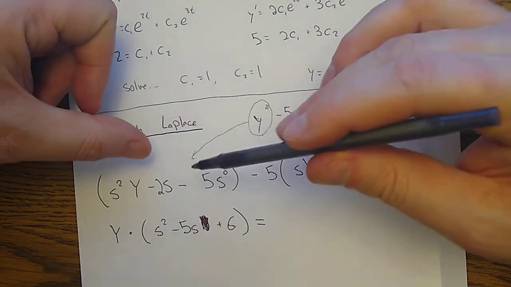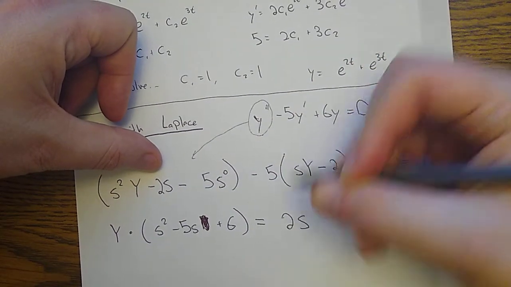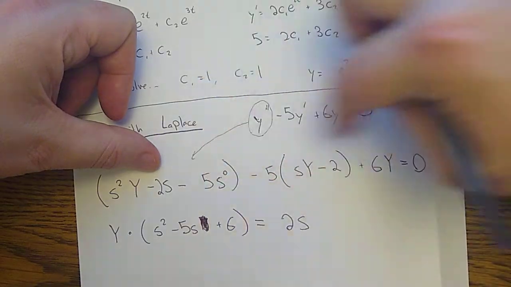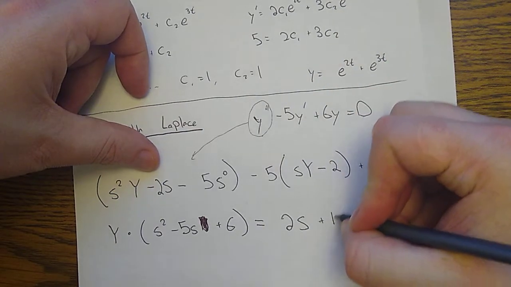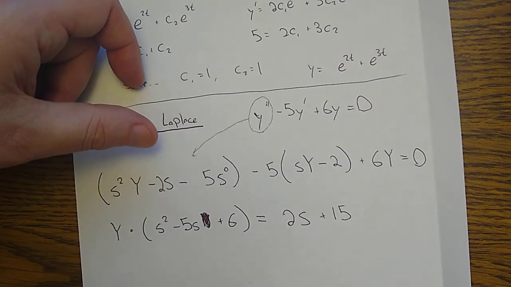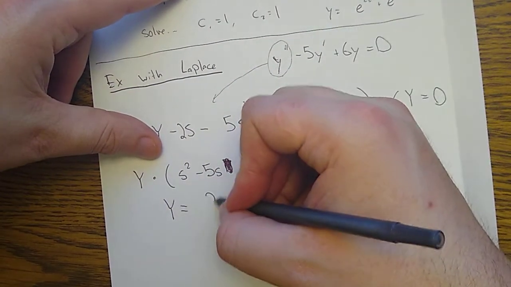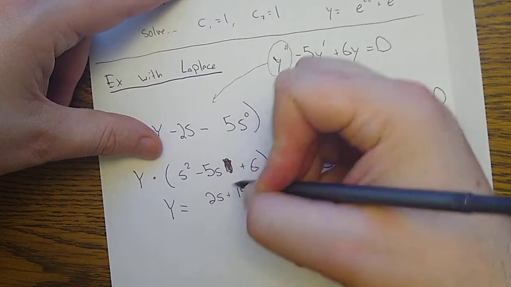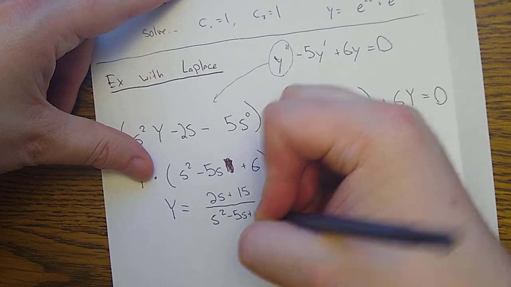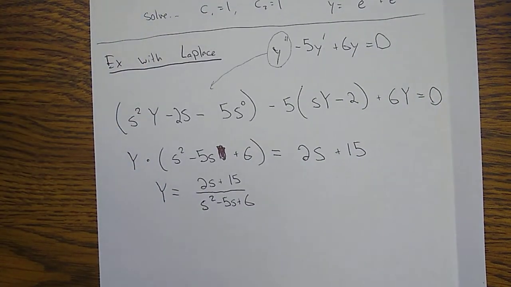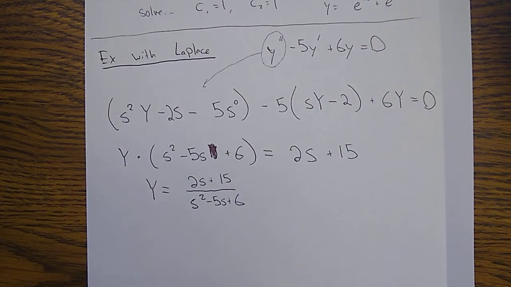So let's see. I've got a 2s. And then this would give me a plus 5 because I'm moving it over. And this would also give me a plus 10. So let me write plus 15. So capital Y is 2s plus 15 over s squared minus 5s plus 6. So all I need to do is the inverse Laplace transform of this.